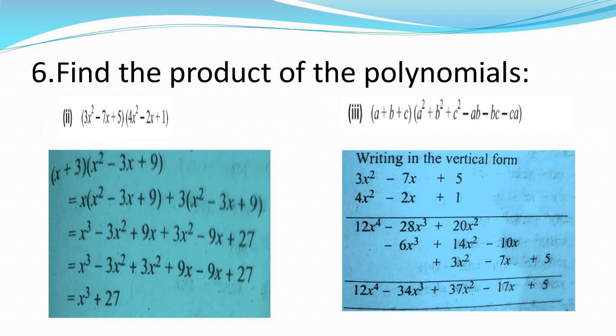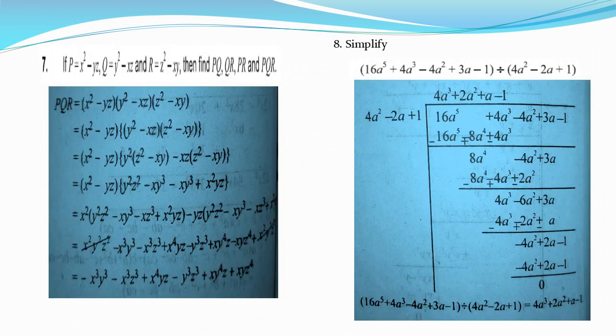Question number 6. Find the product of the polynomials. As we have in the examples, the first method is the horizontal method and the second is the vertical method. In the horizontal method, first we write x and the next expression, then we write plus 3 and the next expression. In the vertical method, we have the columns of x4, x cube and x square. Then we just simply add them.